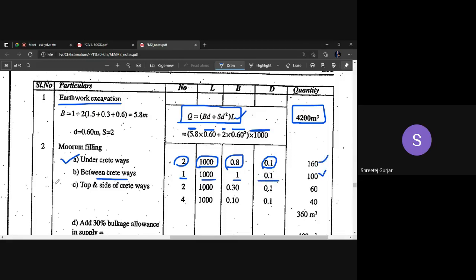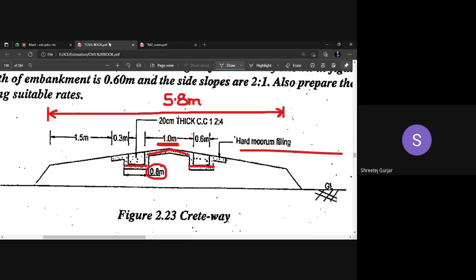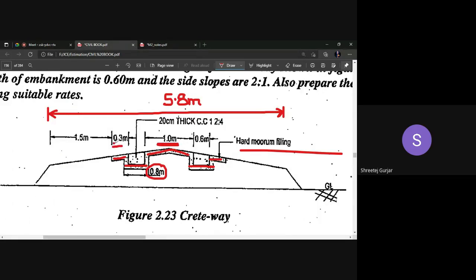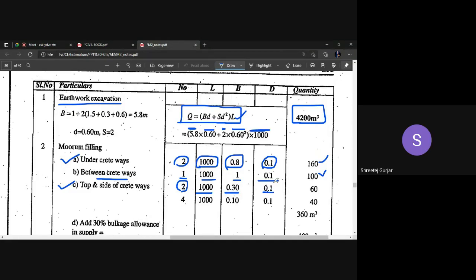Next, top and side of concrete ways. So this is your side, right? This is the side. This is 2 in number, side 2 in number. So the length is 1000, 0.3 is the width, 2 in number, one over here, one over here. Width is 0.3, length is 1000. And what about thickness? Thickness is 0.1. So this is regarding top.